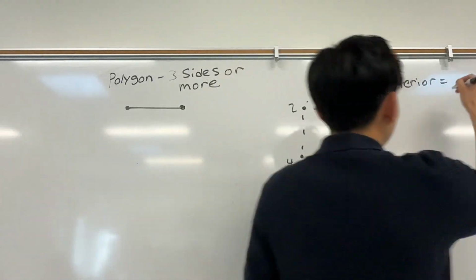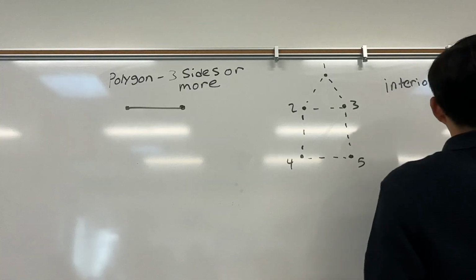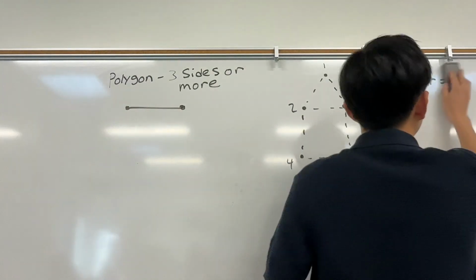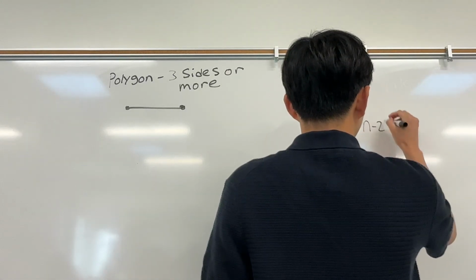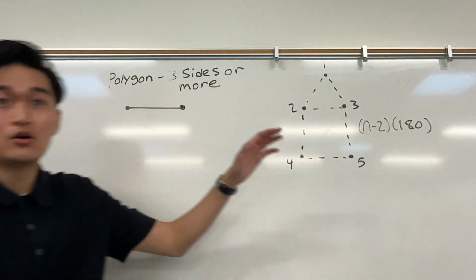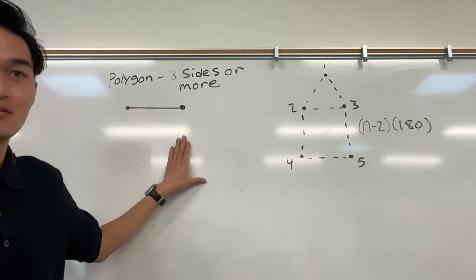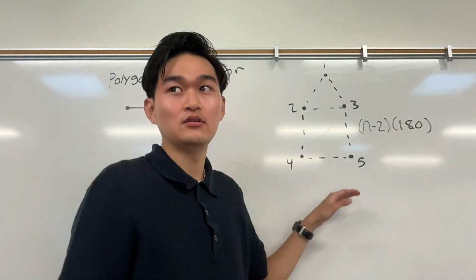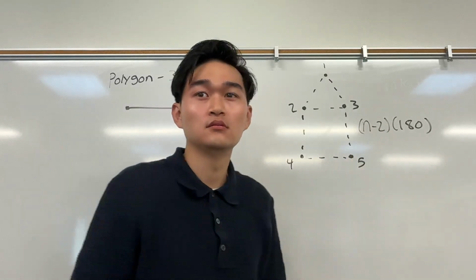So n minus 2 times 180. Let me write that a bit closer. n minus 2 times 180. Now, using what I just told you about polygons and this equation, how does this relate to what we're doing right now? Why is this n minus 2? Does anyone know that by any chance?